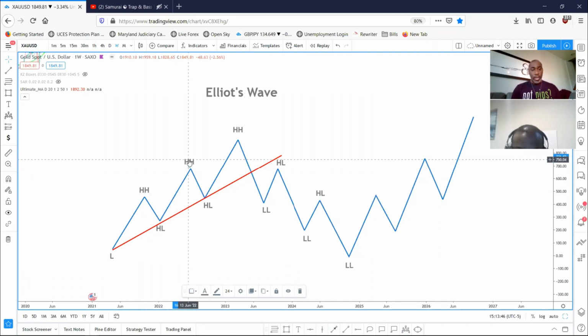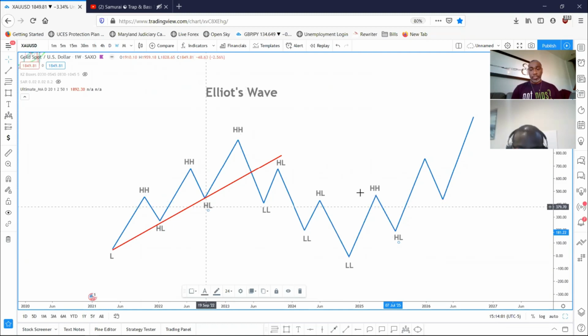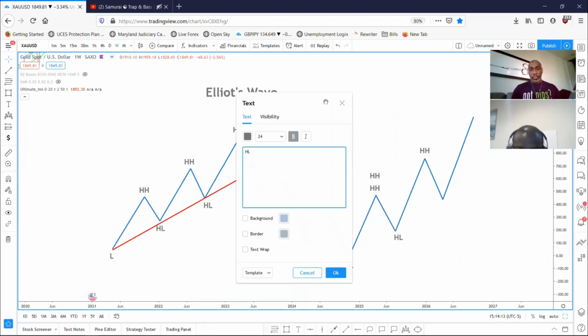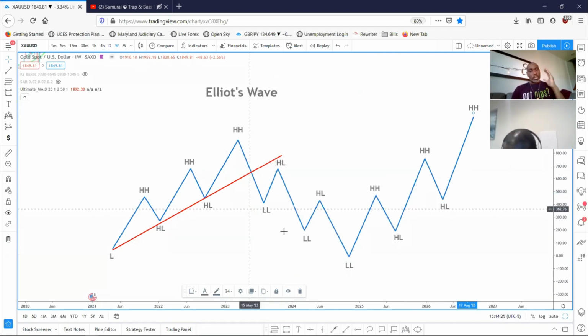So now we are in a bit of an uptrend. We have our higher high here. Now we have our higher low here. And the cycle just repeats itself. Now you have another higher high that was created here. You have a higher low. You have a higher low here, and then you have your higher high here. Okay? So it's the exact same thing, exact same principle.